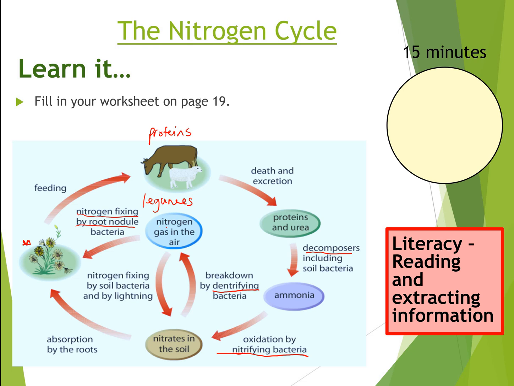And they are the only plants that can take nitrogen directly from the air and turn it into a form where it can be absorbed by the roots. In other words, they turn it into nitrates. The same thing can happen by lightning as well. There's enough energy from a lightning storm to take nitrogen straight from the air. Remember, there's 78% of nitrogen in the air.